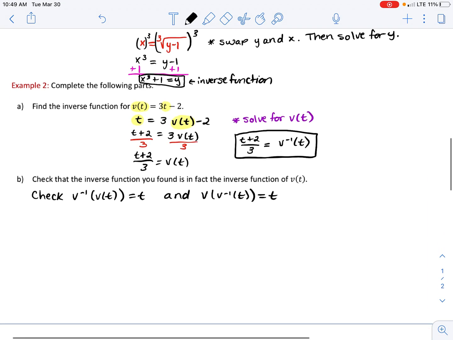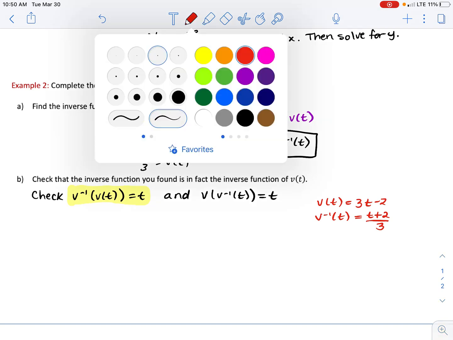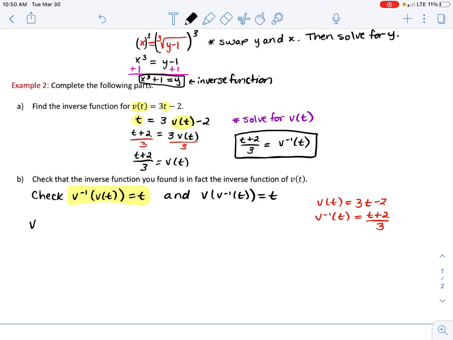Okay. So I want to just note here on the side what they even are. So again, v of t was what we were given in the problem, which is 3t minus 2. And then v inverse of t, the inverse function that we found, was (t plus 2) divided by 3. So if I want to show that v inverse of v of t is equal to t, to figure out that composition I'm just going to plug v of t into the inverse function. So wherever I see t, I'm going to plug in 3t minus 2.